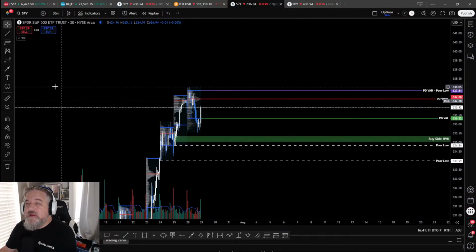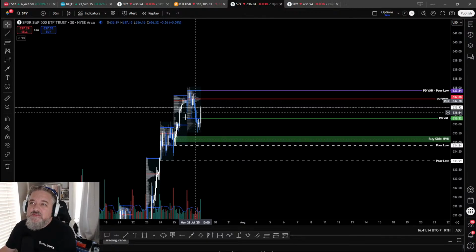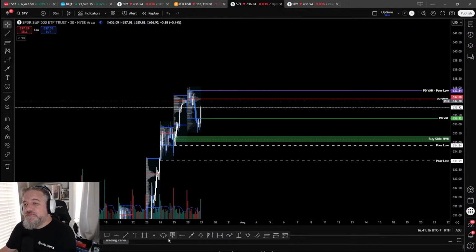There are our levels for today. We can draw SIGs here on the last 2 days.